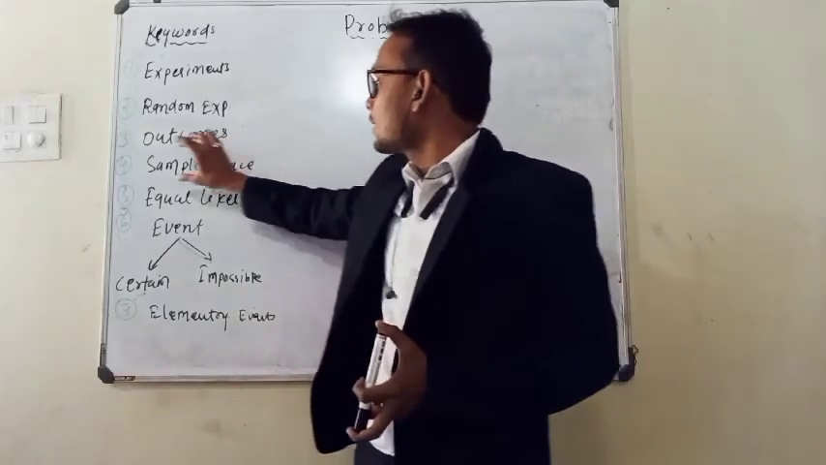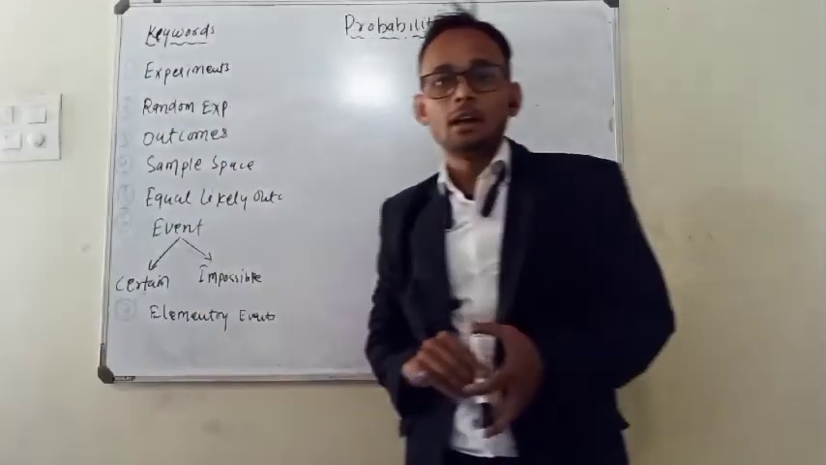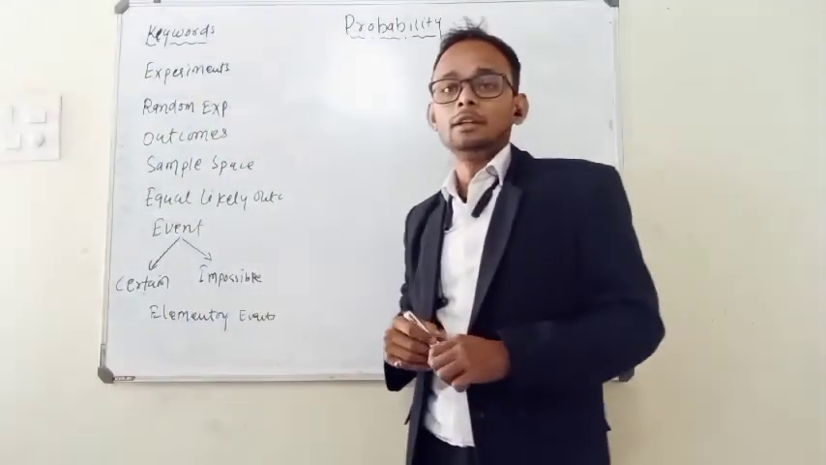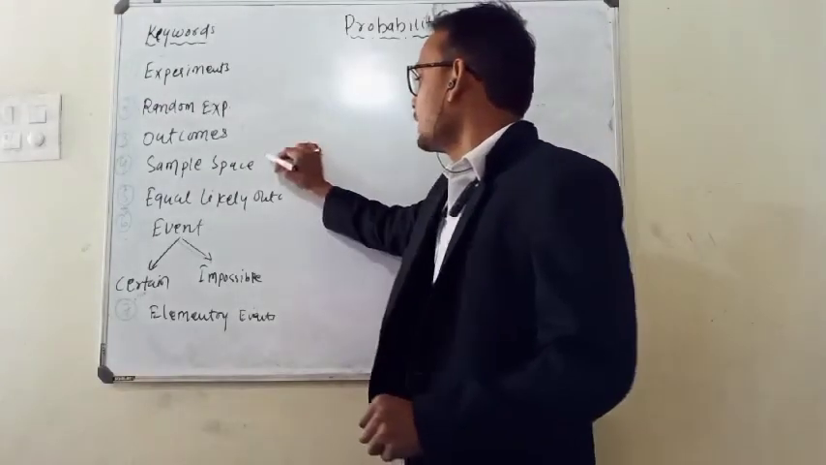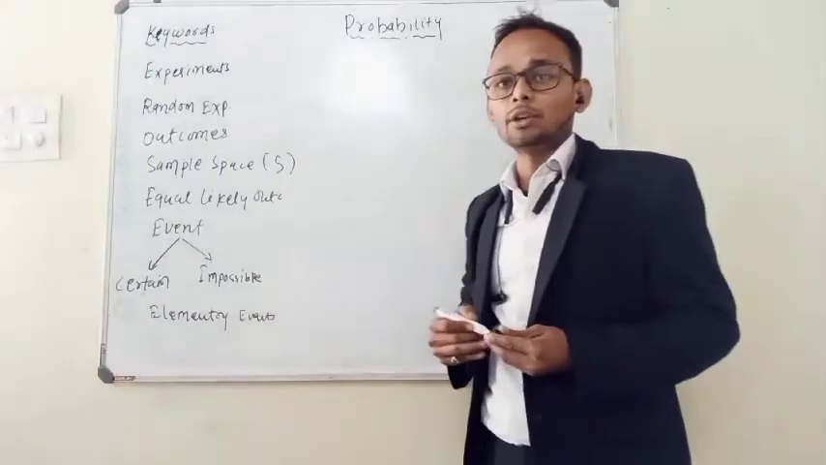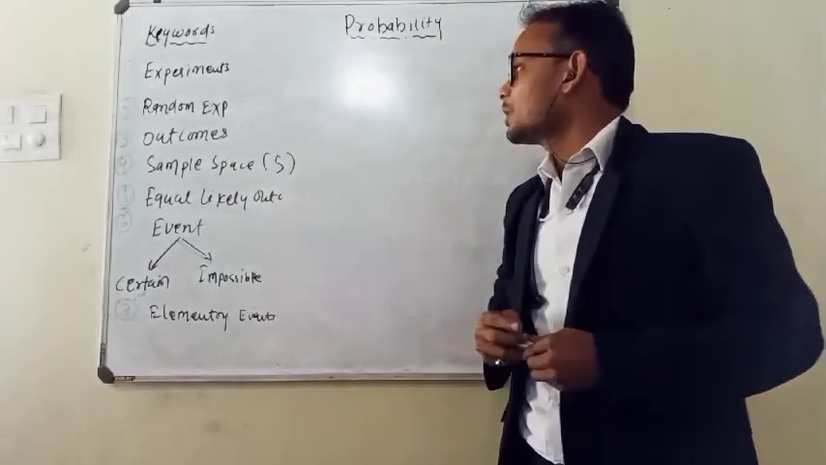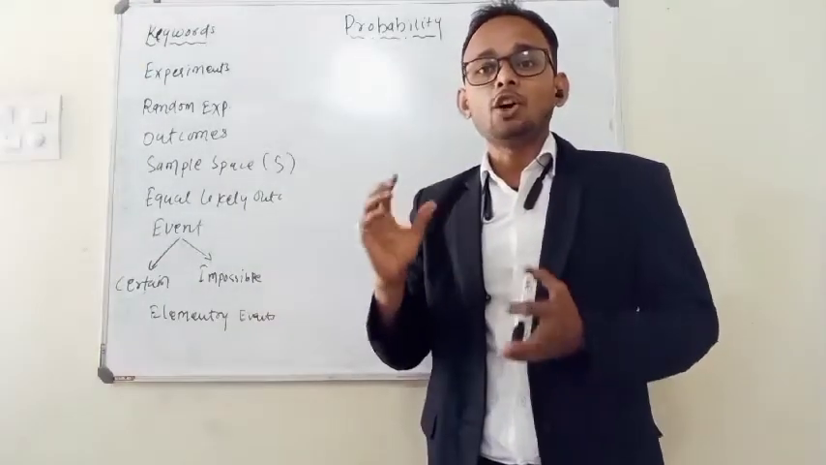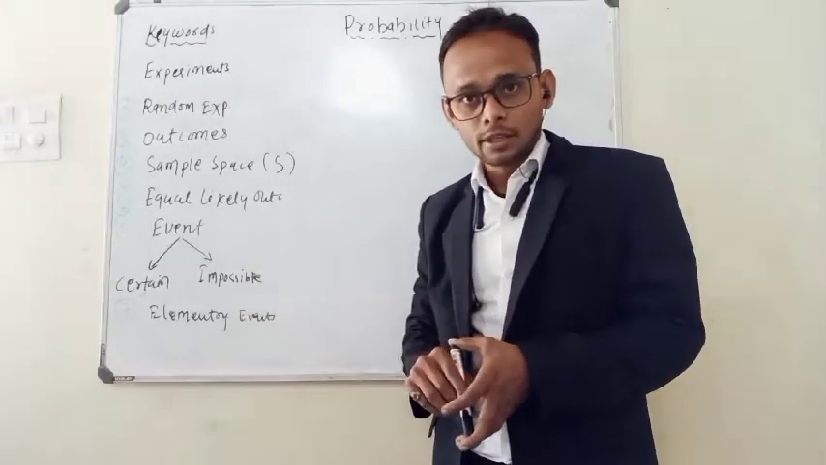Now, what is sample space? The most used keyword in probability is sample space, which we denote by capital S. The sample space is the set of all possible outcomes.